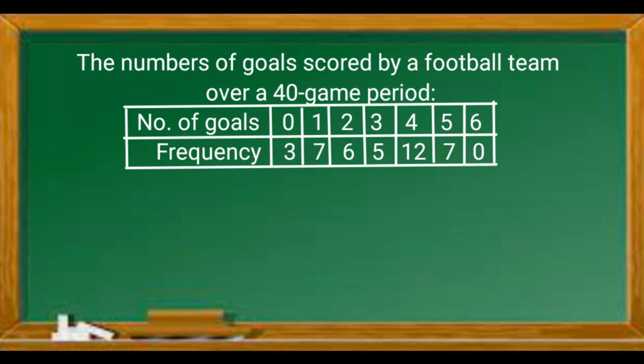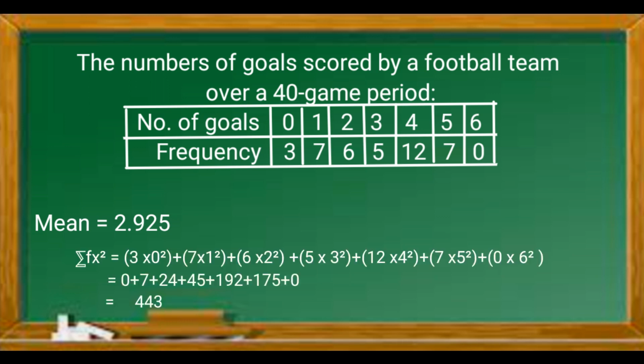Example 2. The number of goals scored by a football team over a 40-game period is given by the table below. So the mean is 2.925. So we are going to calculate the variance, which is the sum of the frequency multiplied by the data squared. So it will be 3 multiplied by 0 squared plus 7 multiplied by 1 squared, etc.